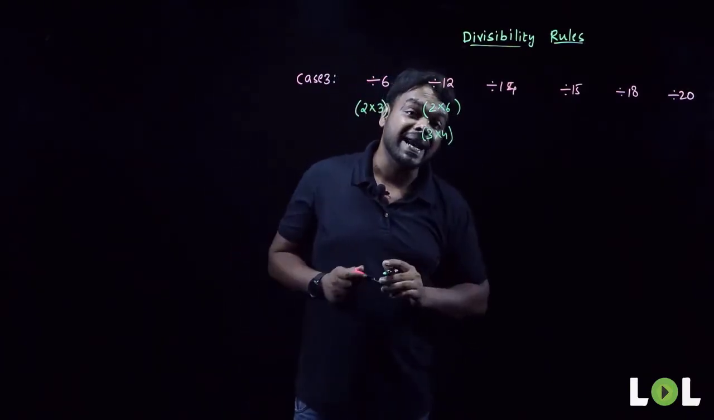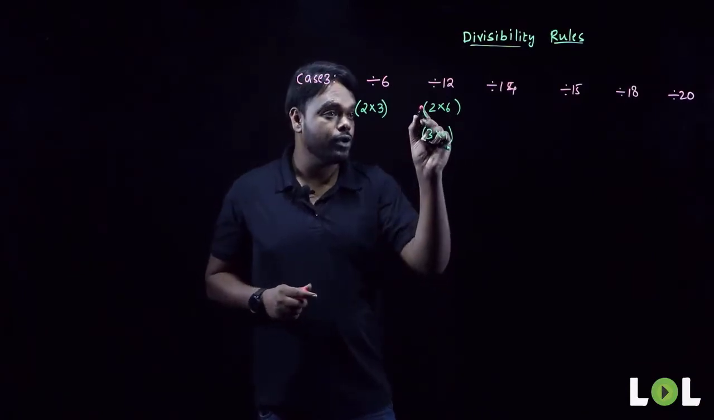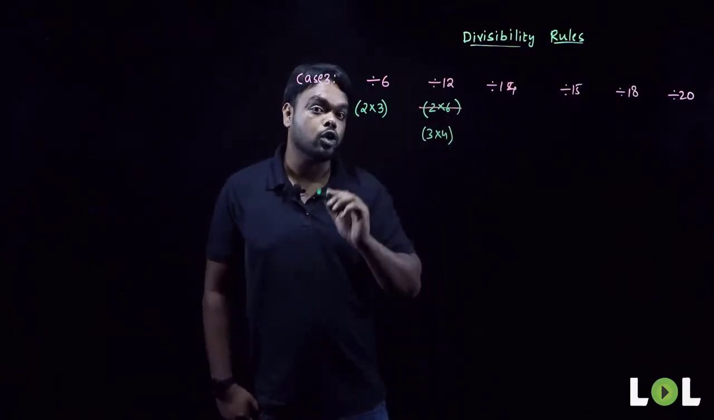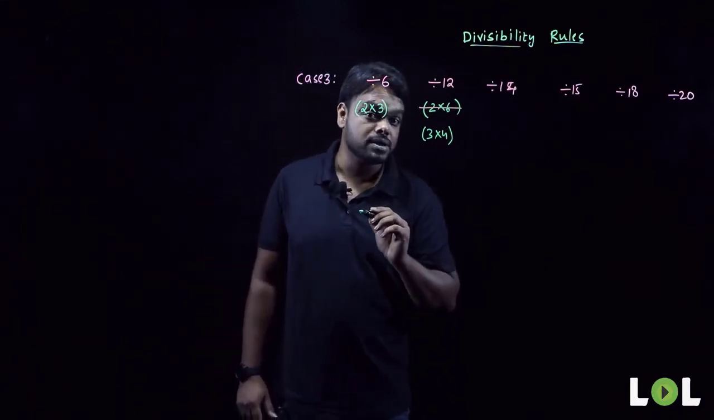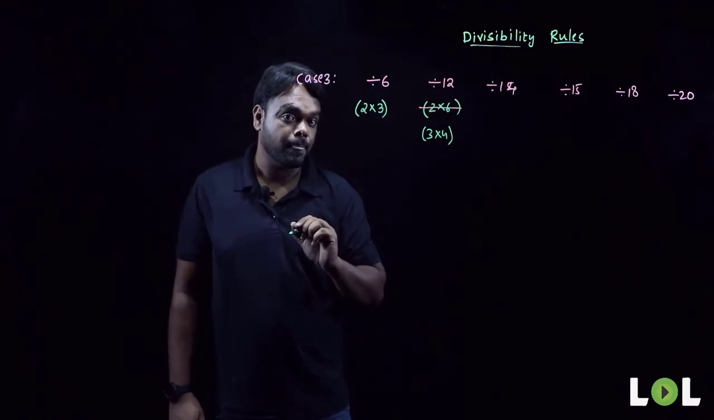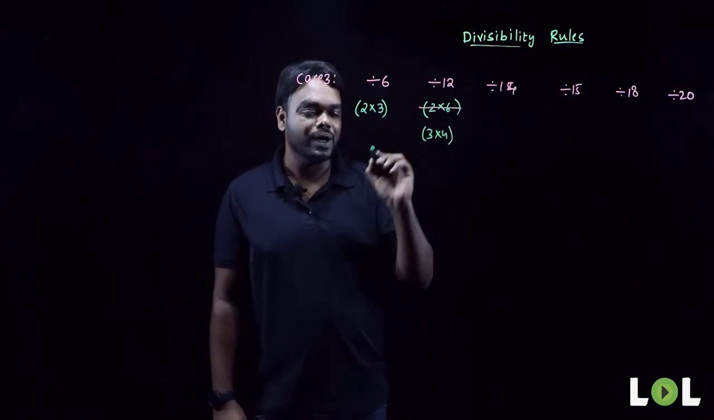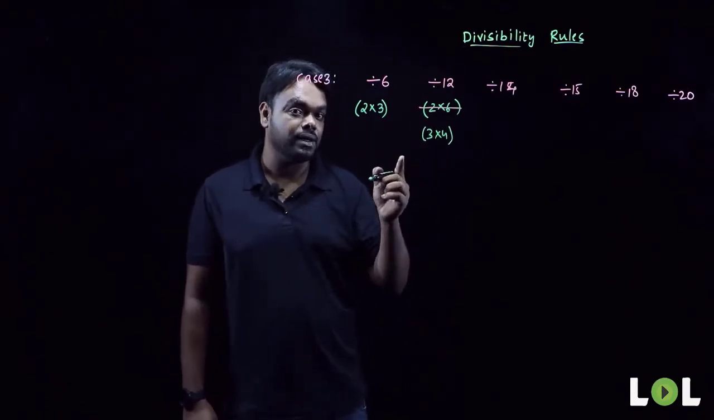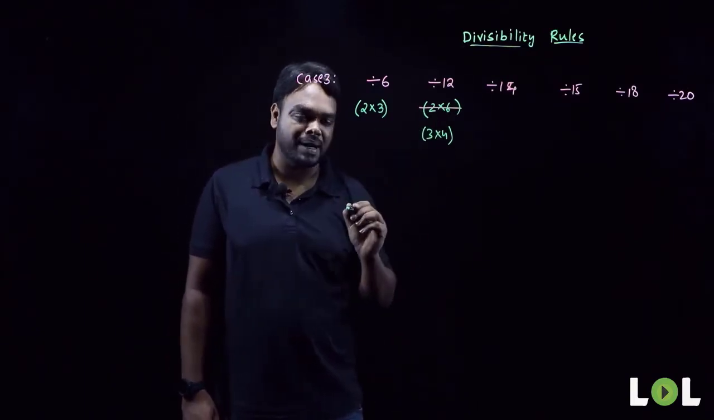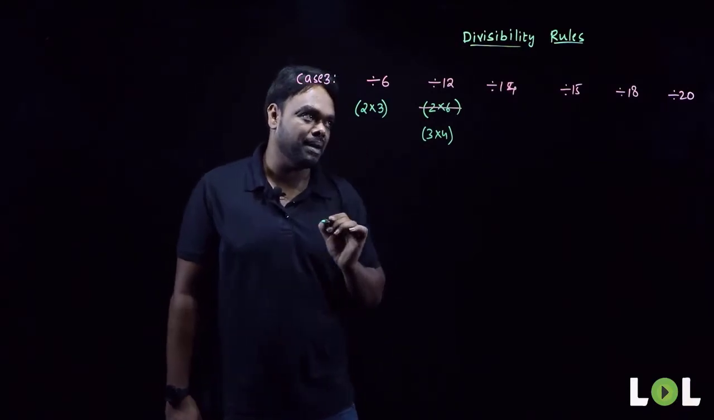But can I take 2 into 6? No. Why? 2 and 6 are not co-prime numbers. Recall, what are co-prime numbers? Two numbers should not have any common divisors between them except 1. Right? But here, for 2 and 6, 1 is a common factor as well as 2. 2 is also a common factor for 2 and 6, so they are not co-prime numbers. But 3 and 4, yes, co-prime numbers.